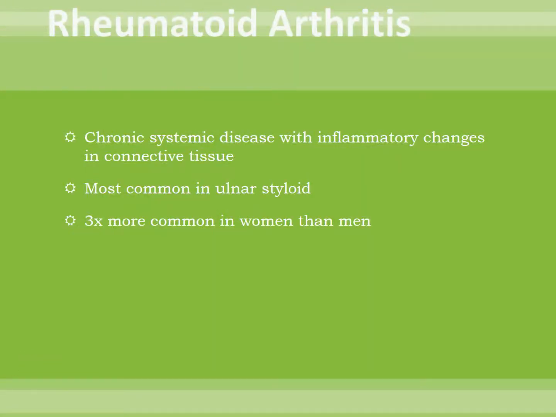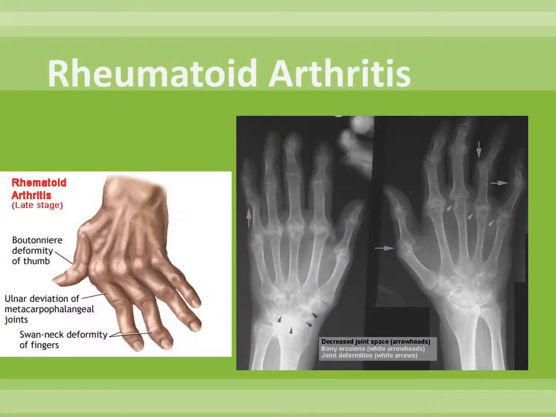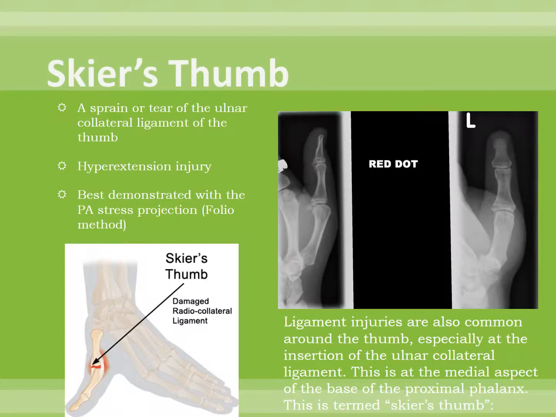Rheumatoid arthritis, probably not as common as osteoarthritis, but definitely more debilitating for a patient. And these are some examples of what rheumatoid arthritis looks like. And in these images, this is a skier's thumb. It's a tear of the ulnar ligament of the thumb.